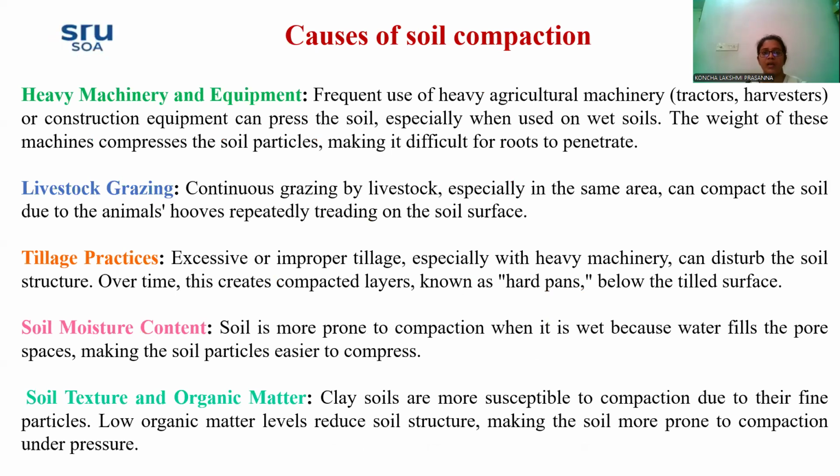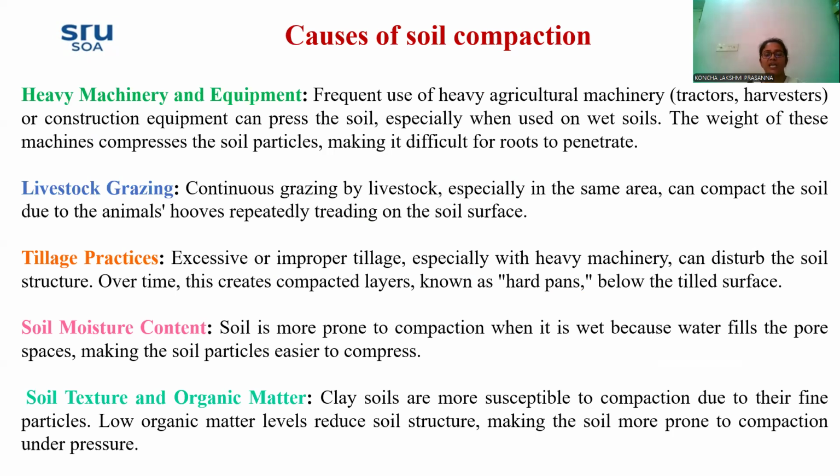Next are the causes of soil compaction. How does soil compaction occur in the soil? It occurs mainly through activities like the usage of heavy machinery and equipment, livestock grazing, tillage practices, and soil moisture content levels. Next are soil texture and organic matter levels.